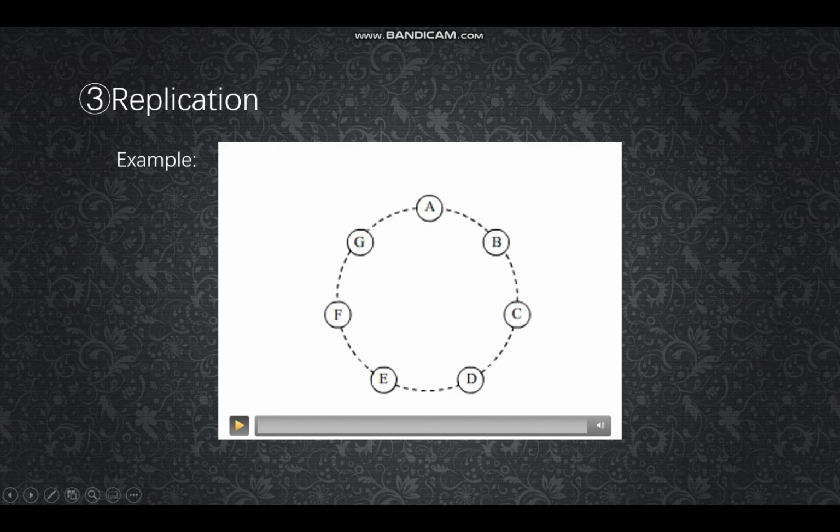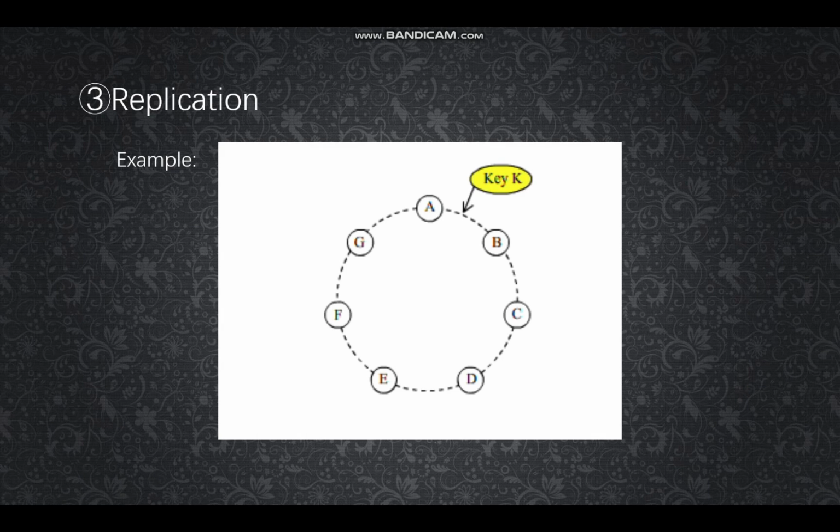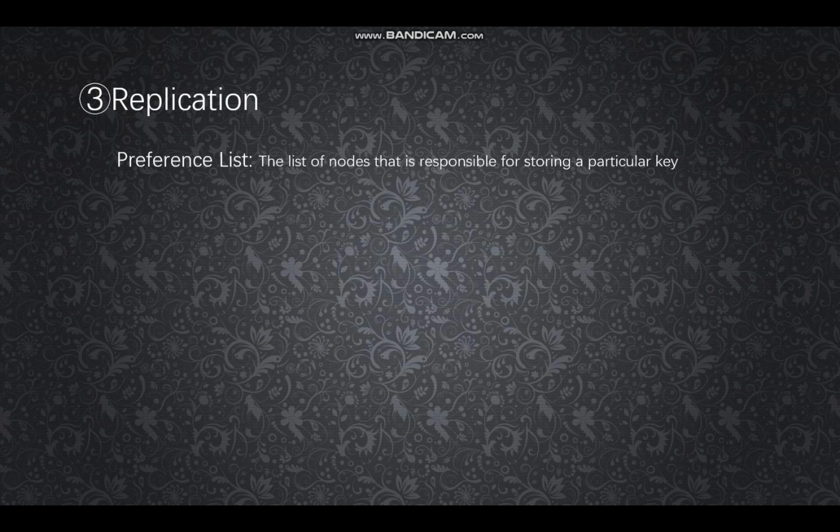As shown in this video, once the key k is going to be stored in the system, it will first be assigned to the coordinator node, which is B, and node B will replicate k to the following 3-1 nodes, so eventually key k will be stored in B, C, and D. Then it's quite obvious that once the system is designed, we already know which nodes are responsible for storing a particular key, so we call this list of nodes the preference list of the key.